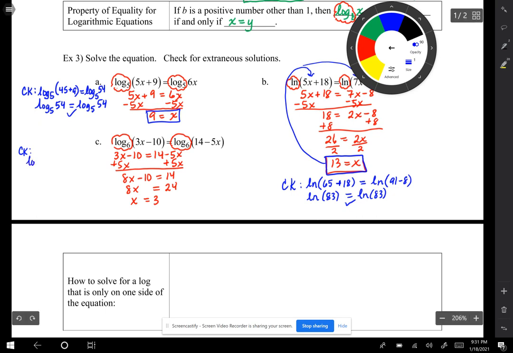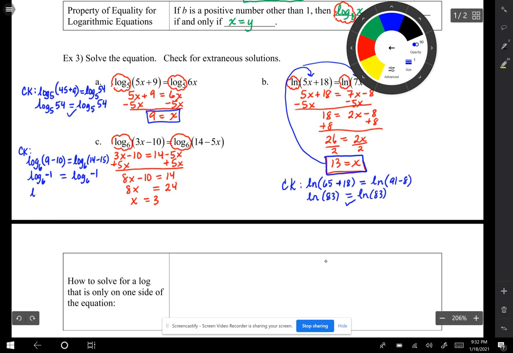So log base 6 of 3 times 3, which is 9, minus 10, equals log base 6 of 14 minus 5 times 3. Log base 6 of negative 1 is equal to log base 6 of negative 1. Here is why this doesn't work. Just because the left side is identical to the right doesn't mean anything. I should have been more clear. Both of those numbers must be negative or must be positive.